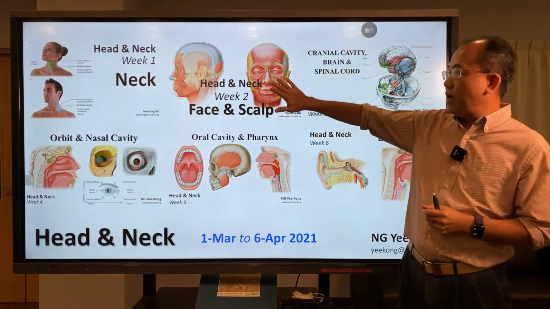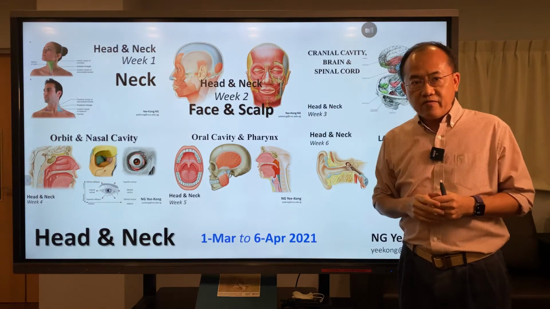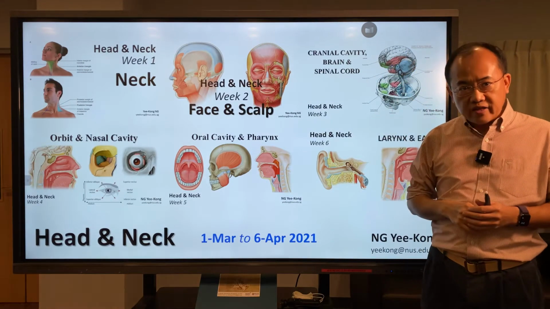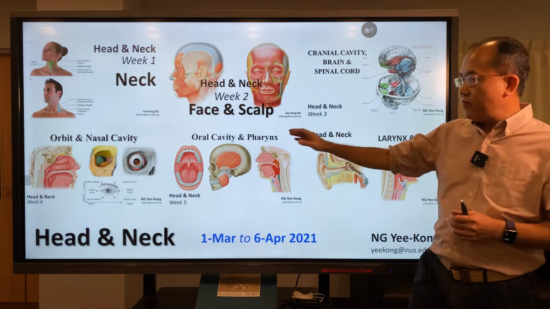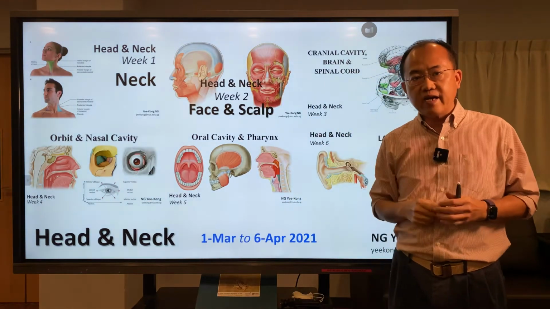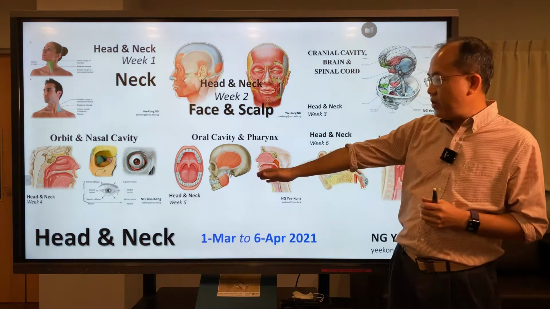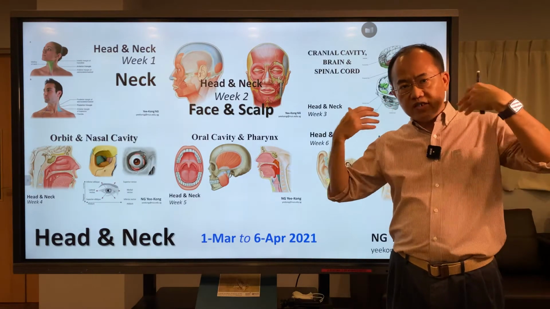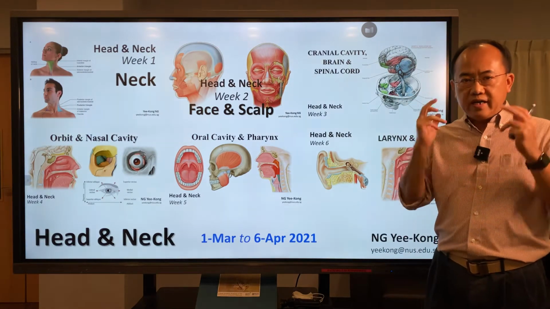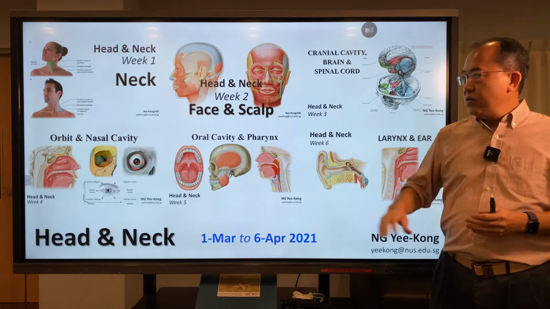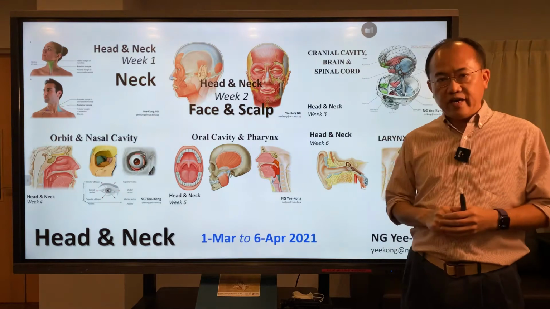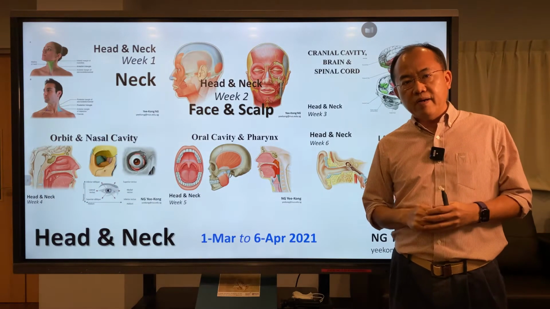Right, next week we're going to cover the face and the scalp, right? Following that, we're going to open up the cranial cavity and study the contents of the cranial cavity, right? On week 4, you're going to start to explore the orbit, contents, as well as the nasal cavities, right? And following that, you're going to look at the oral cavity and the structures behind that, the pharynx. And the final week of the head and neck will be on the ear as well as the larynx. So this will extend from 1st March to the 6th of April. So slightly more than a month, right?